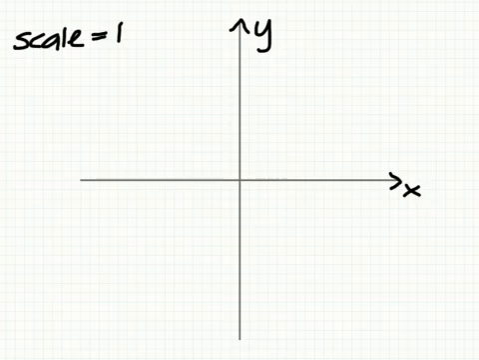So that means every block represents 1 unit. So I'm going to find where X is 5 and X is 8. So I'm just going to count off 1, 2, 3, 4, 5. So X is 5 right about here. And if I think where X is 8, 6, 7, 8. So X is 8 right about there.